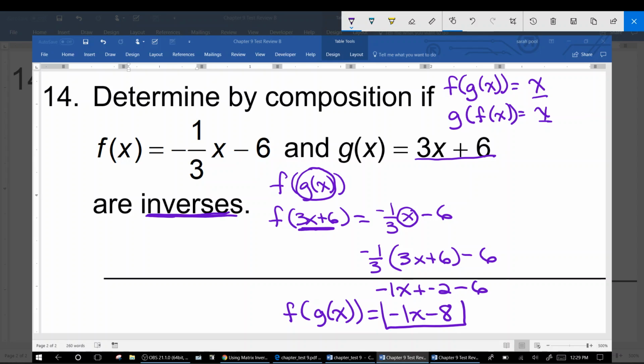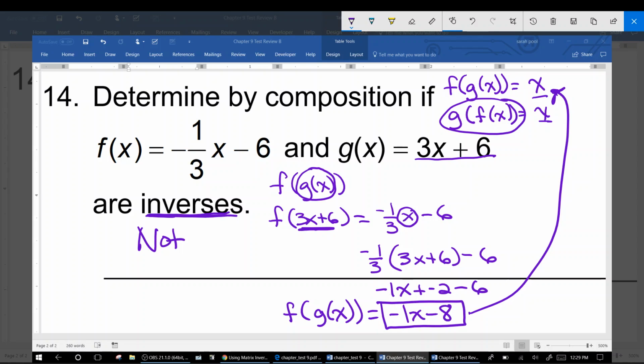Now notice negative 1x minus 8 is not x. All right, and so that tells me these are not going to be inverses. If it had been x, then I would have to do the same thing with g of f of x, and if that ended up also being x, then I would say yes, they are inverses. But in this case, they are not, because f of g of x does not equal x. So I don't even have to do the other one because I can already tell that they're not.